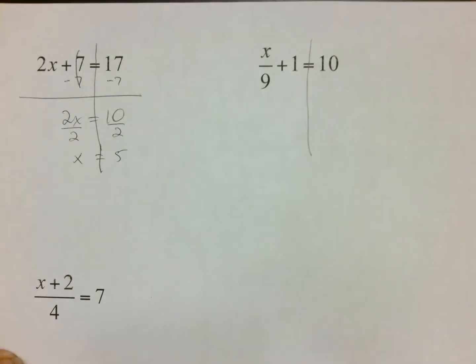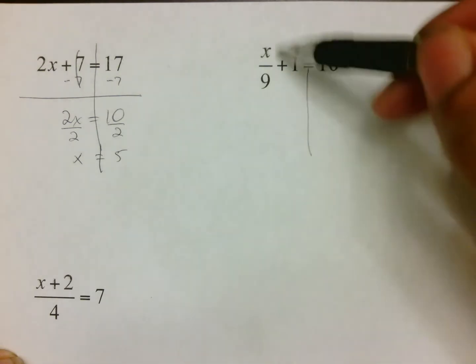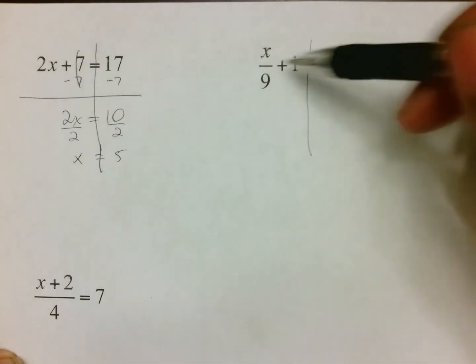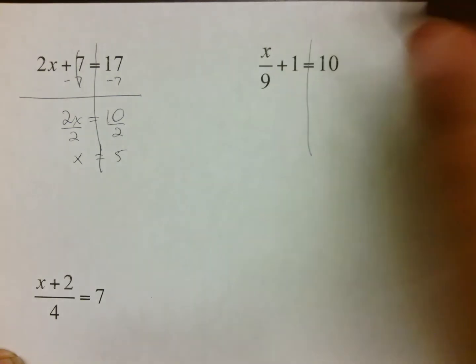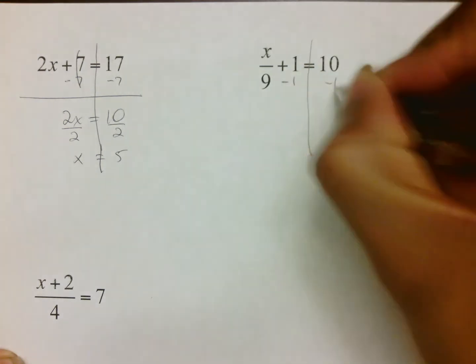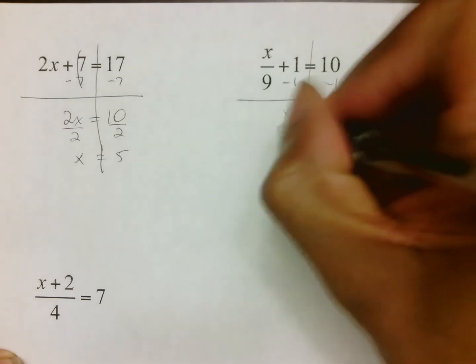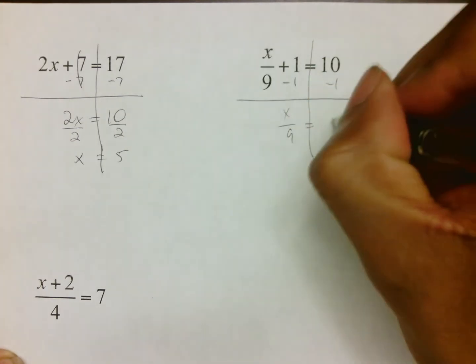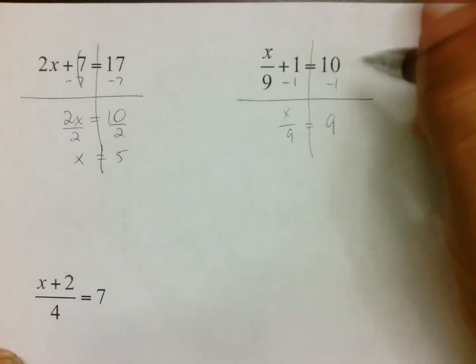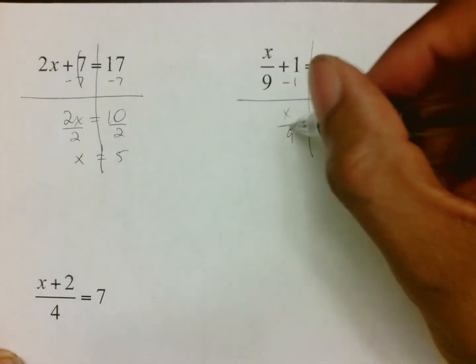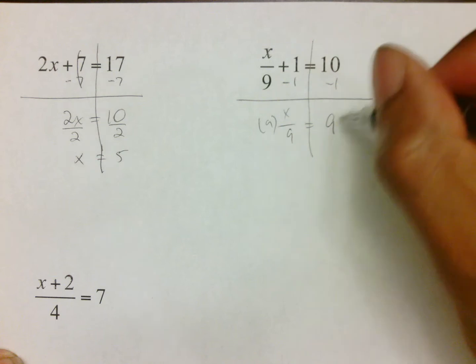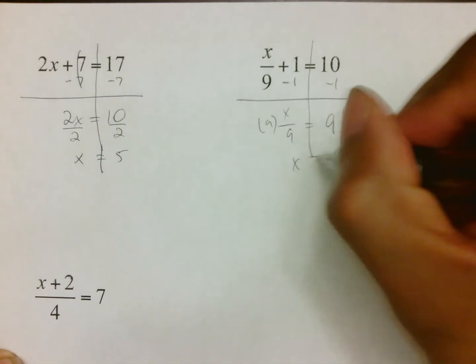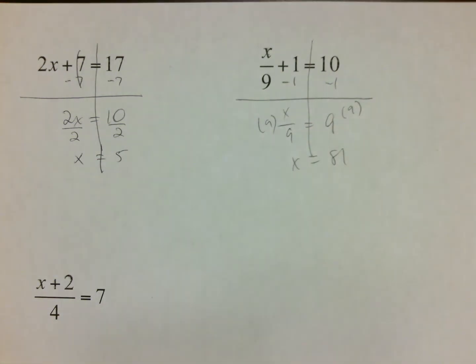On this one over here, once again, x and 9 are in their own fraction, which means that they're obviously very close. The first number we want to get rid of, again being the weakest, is the 1. So we subtracted 1 from both sides, bringing down x over 9 equals 9. And again, if this is x divided by 9, the way we get rid of that is by multiplying both sides by 9, getting x equals 81.